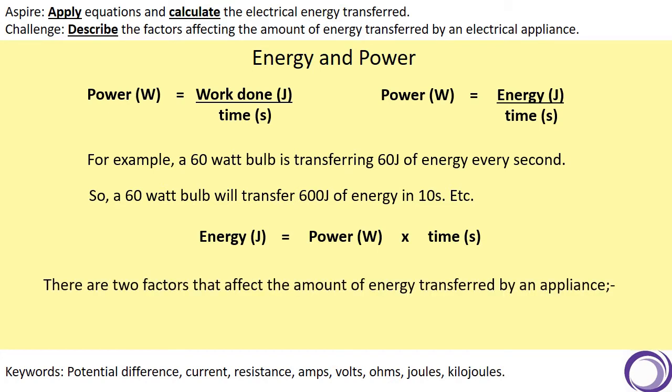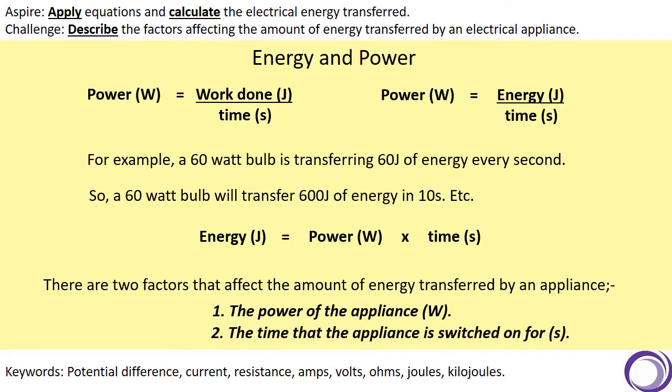That gives us then 2 factors that affect the amount of energy transferred by an appliance. Those factors are the power of the appliance and the time that it's switched on for.